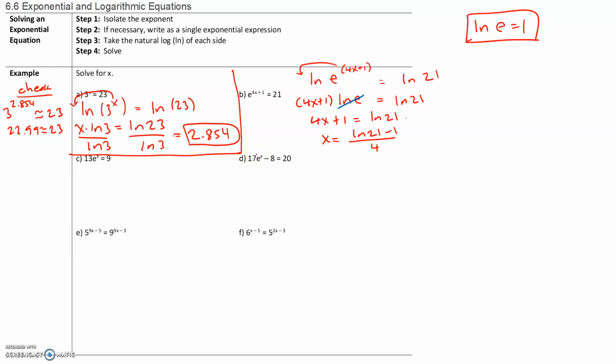I can also write this using a decimal approximation. And in MyOpenMath, some of the questions will ask for exact forms, which would be the ln 21 minus 1 over 4. Some of them will ask you for a decimal approximation. So the decimal approximation is 0.5111.